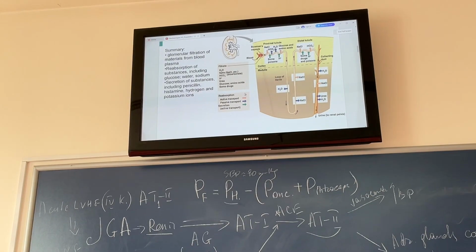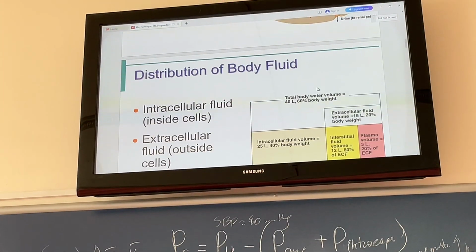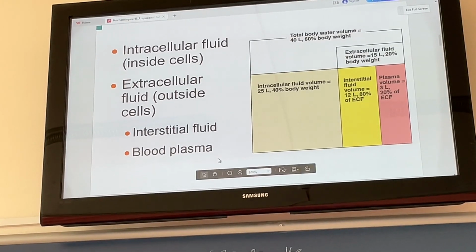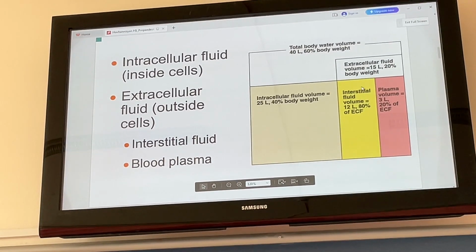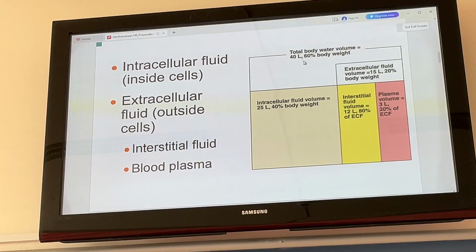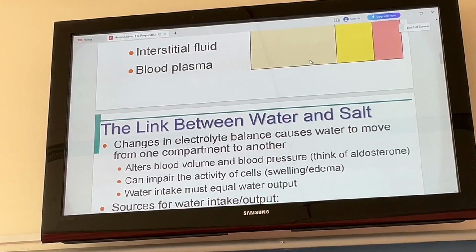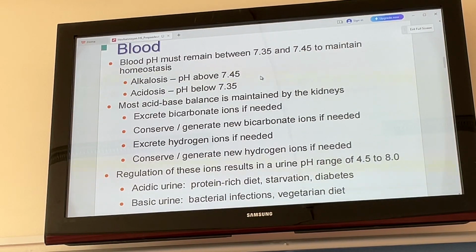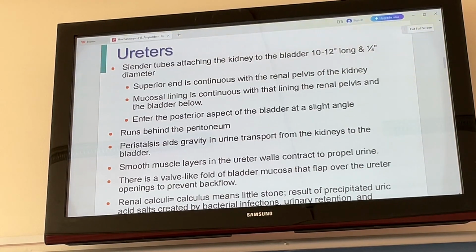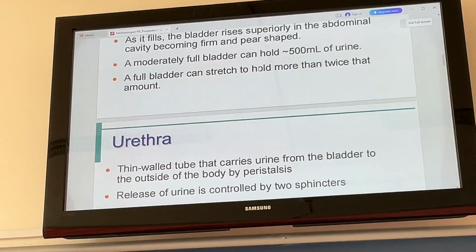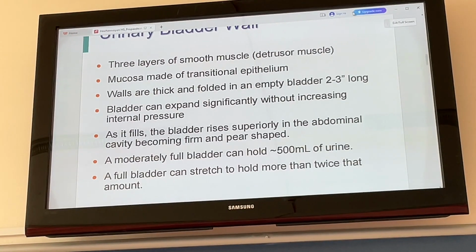Secretion, this is formation of urine. Distribution of body fluid: we have intracellular fluid, extracellular, and extracellular in its turn is interstitial and plasma volume. You know that 60% of body weight is water. In between water and salt, you'll read, and again, acid-base balance. Ureters. Urinary bladder. Urethra. About this, we speak.